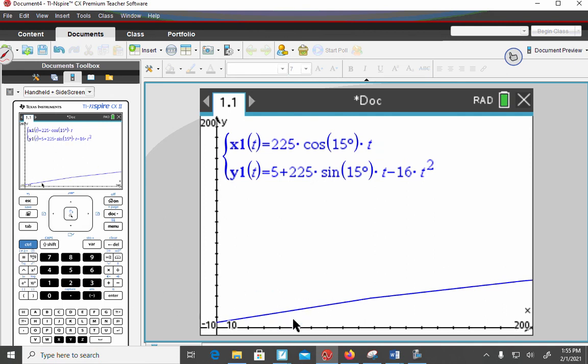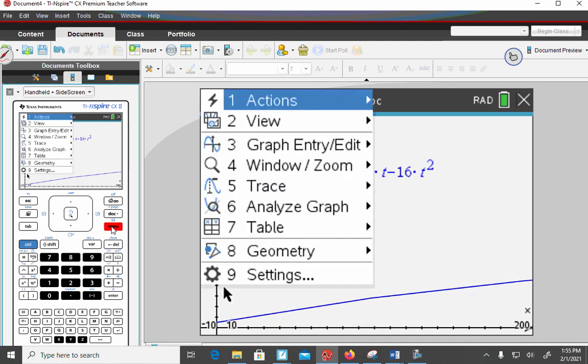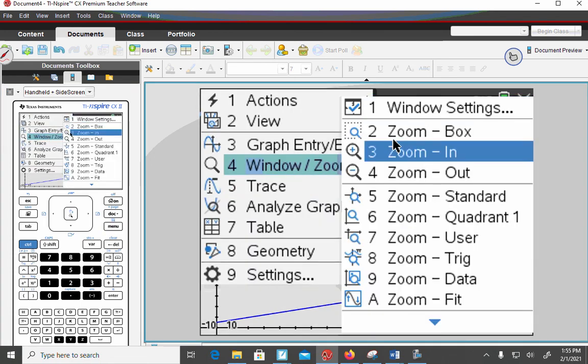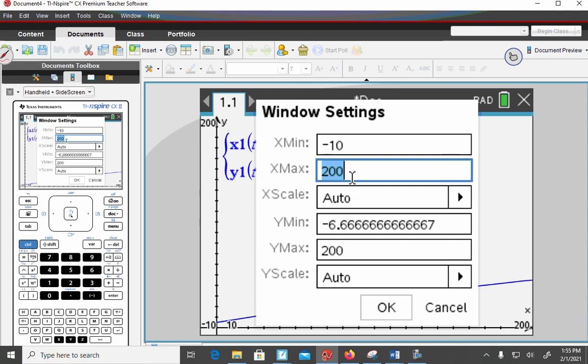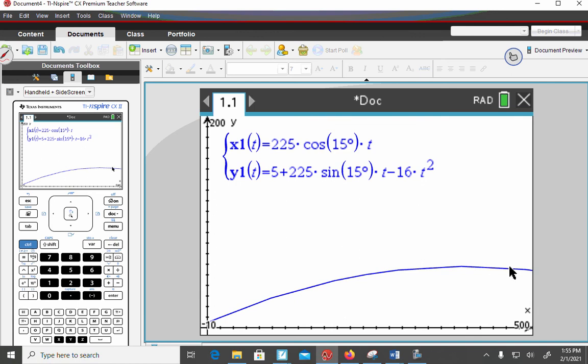So my height is fine, right? It doesn't look like the arrow is going to go much higher, but my vertical distance is way out of whack. I don't even seem to see the down pass. So I need to go twice as large as I've done. So let's go to window settings. Let's say I say 500. Hit OK. I start to see the top of my parabola shape, but still don't see the end.